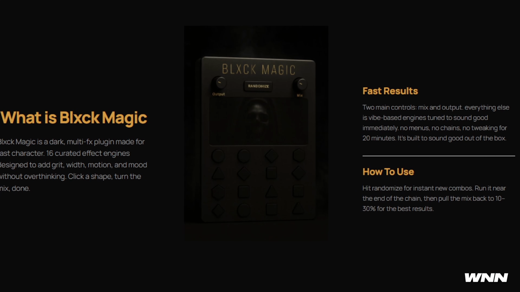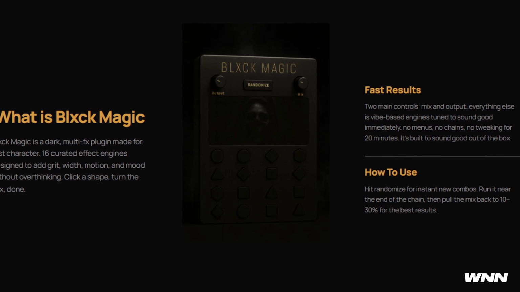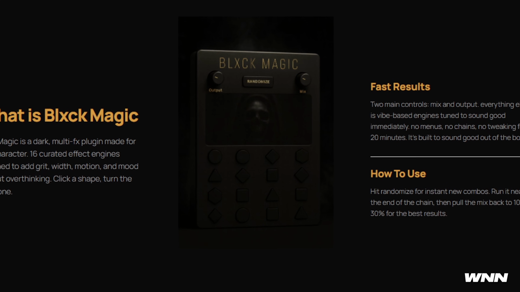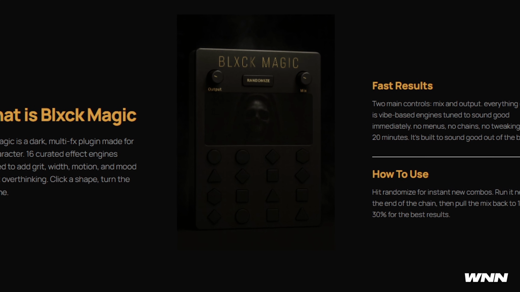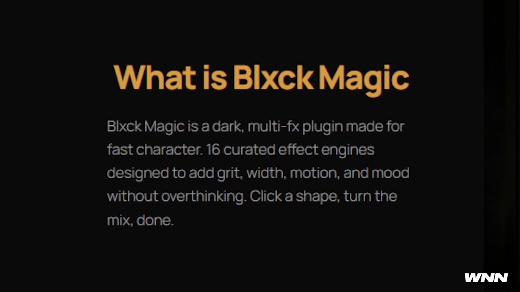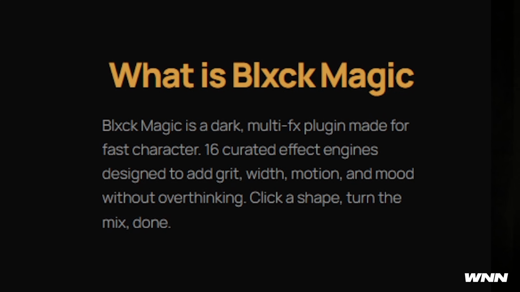Black Magic is a multi-effect plugin that is dark, apparently, and it has 16 curated effect engines that'll add grit, width, motion, and mood without overthinking. Yeah, I don't know if I can really overthink this. There's not much here to think about, really. It doesn't even say what the effect engines are. So yeah, so far so good. Apparently all you have to do is click a shape and turn the mix knob and you're done. Okay, let's hear what it sounds like.